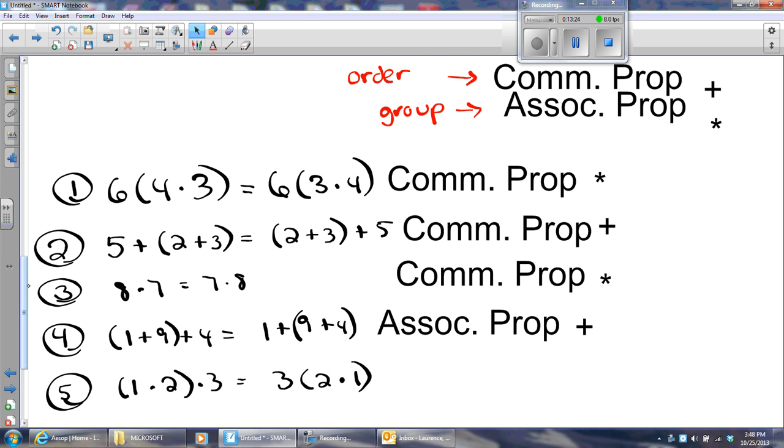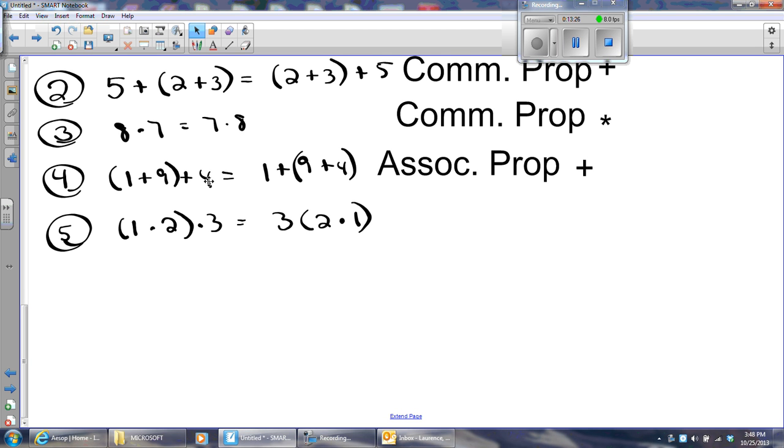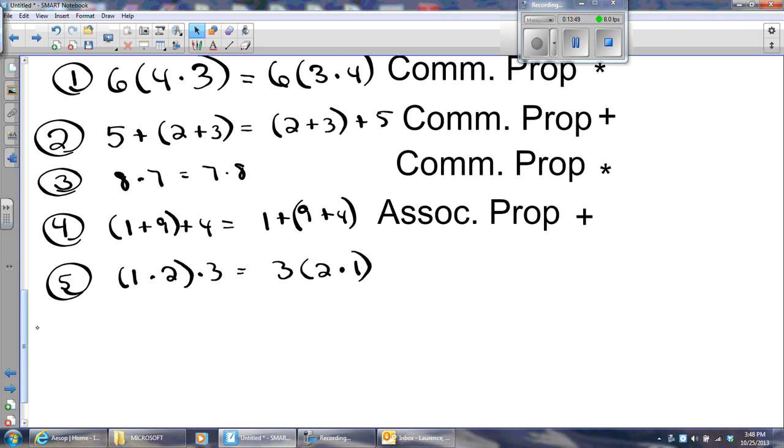Okay, number 5 is a little bit tricky. Two things have changed. Look, actually only one thing has changed. Oh, it's changed twice. I've got the group in front of the 3, and then I've got the 3 in front of the group. So that is the commutative property. The only thing is, inside the quantity, the order changed again, didn't it? I had 1 times 2, now I have 2 times 1. This is actually the commutative property being used twice.